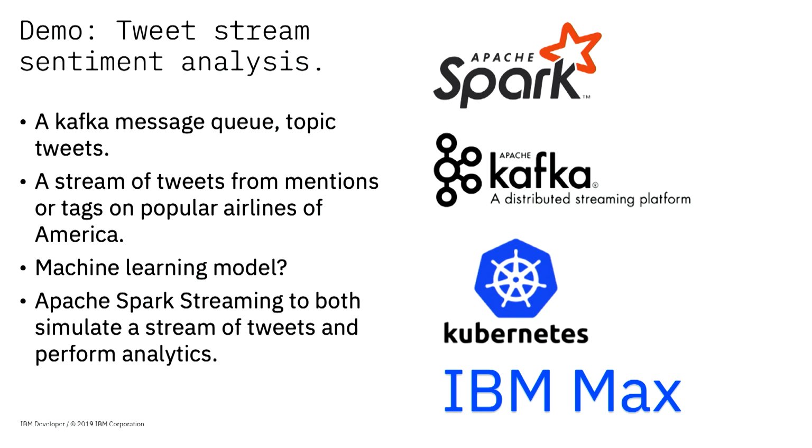So going forward, we built this demo for tweet stream sentiment analysis. We are using a Kafka message queue, and the stream itself is of popular airlines in America, and there is a machine learning model to process the sentiment, and Spark streaming does both, trying to simulate a stream for the demo and also perform analytics.